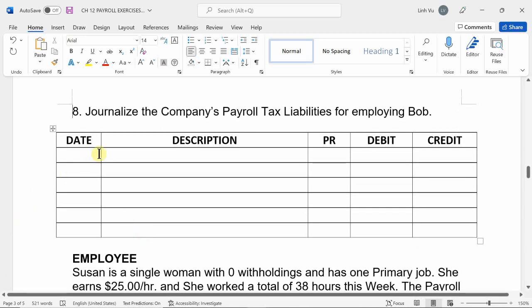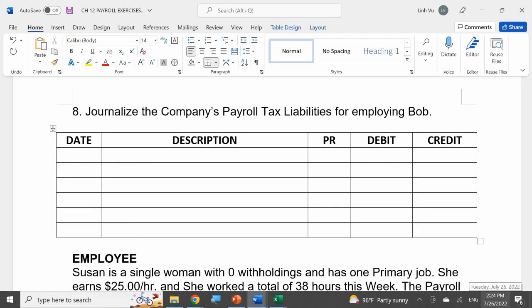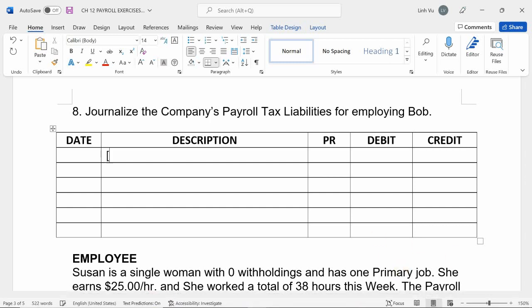So, what is the first thing I'm going to recognize, or how do I journalize this? For the debit, we write payroll tax expense. And then my total came out to be $252.86. Okay.